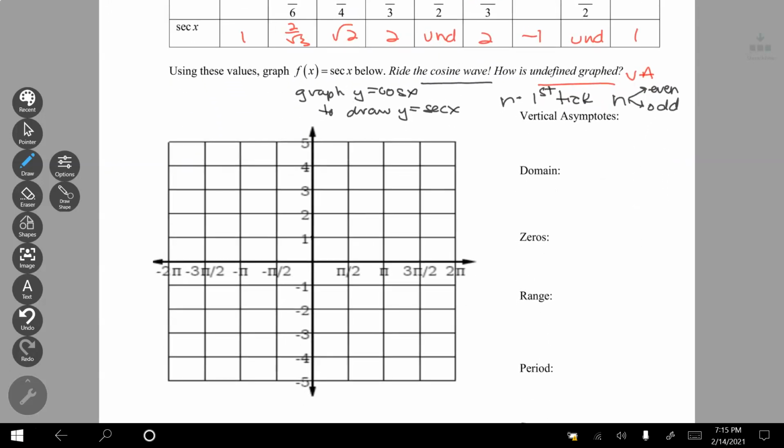So the cosine graph goes max, middle, min, middle, max, middle, min, middle, max. And I get this graph like this. And again, all the x-intercepts or the midlines become the VAs, and so I have one here, here, and if you notice, every other dot that was an x-intercept or on the midline becomes the VAs.